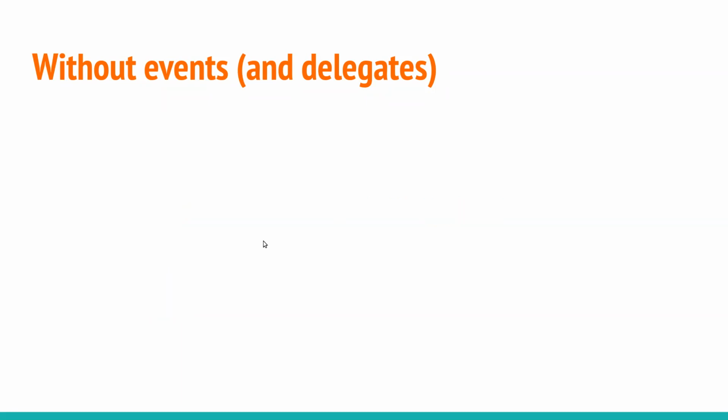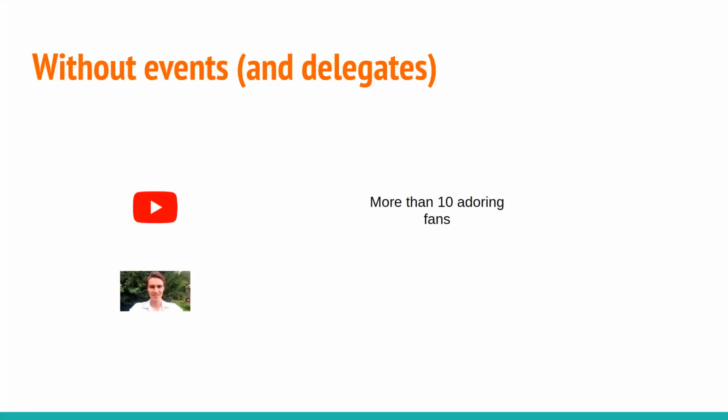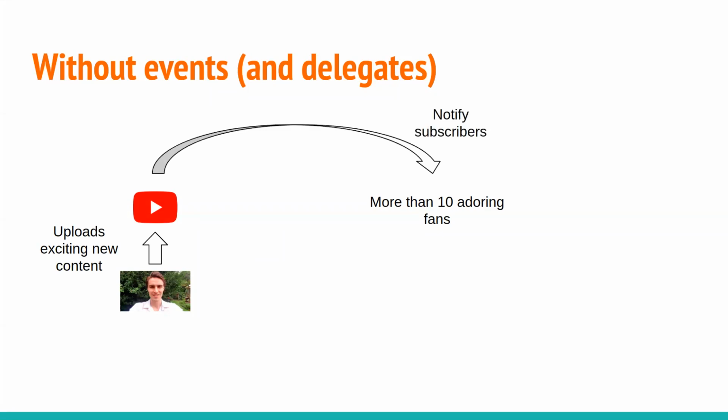So what do we have? Remember, we've got objects that need to interact with each other. Let's think about this in the context of YouTube. We have subscribers, we have a content creator, and we have YouTube. The content creator will upload some new exciting content about C# events and delegates. At some point, we have to notify the subscribers that this content has been uploaded. Maybe not necessarily notify them, but we have to somehow get the information across to the subscribers, whether it's appearing in a list or something, that a video has been uploaded. This is a simplistic view of the interaction.